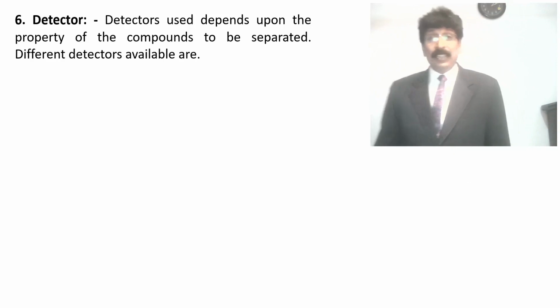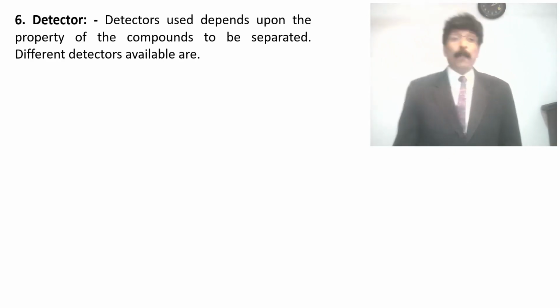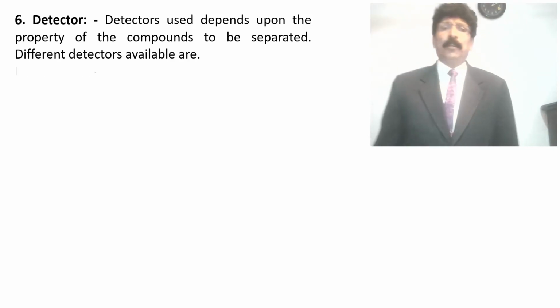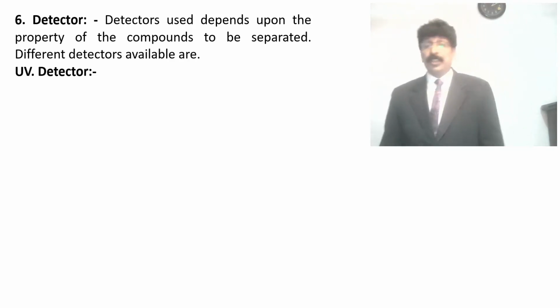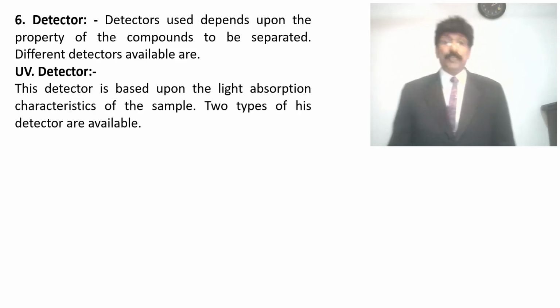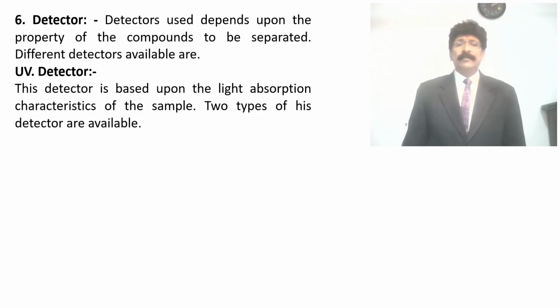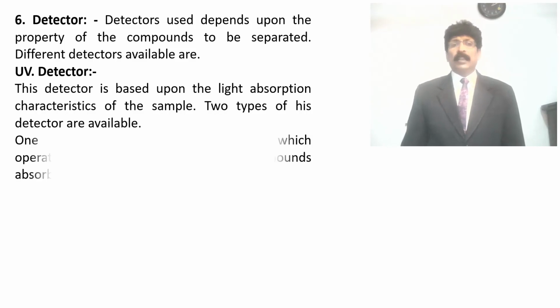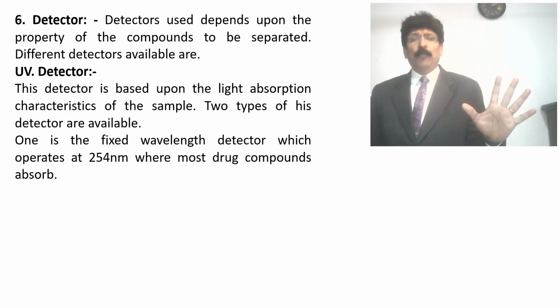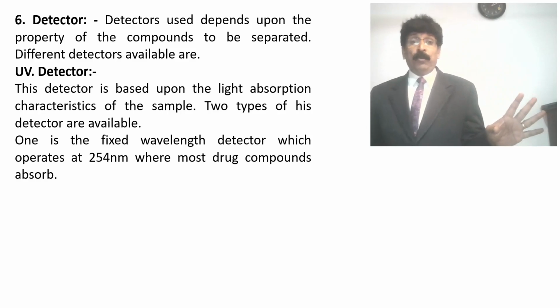Detectors, as I told, depend upon the property of the compound to be separated. Different detectors are available. UV is the best one, which is fixed in all HPLC. Still there are many other detectors also. You should know that. These UV detectors are based on light absorption, characteristics of the sample. Two types of detectors are available. One is the fixed wavelength detector, which operates at 254 nanometer, where most compounds absorb.